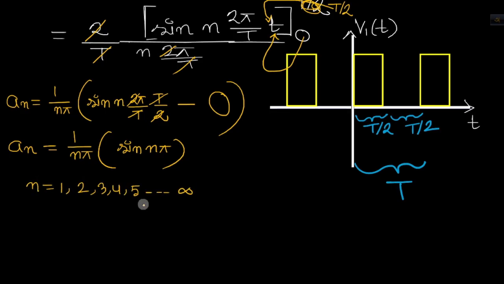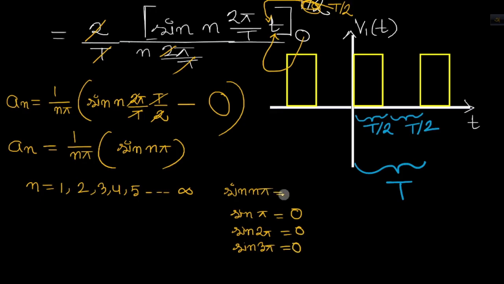And if I take sine n pi, if you have a calculator, put sine pi, you will see that this is equal to 0. If you take sine 2 pi, then it again will be 0. If you take sine 3 pi, then it will again become 0.